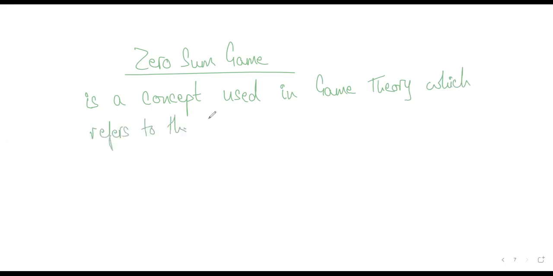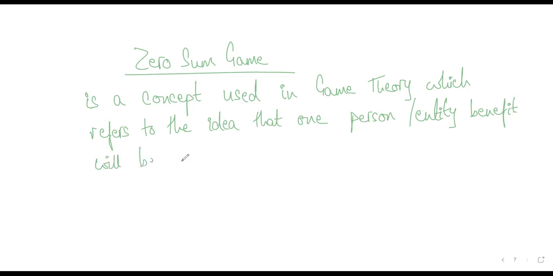that one person's, or one entity's, doesn't necessarily always have to be a person, benefit will be another person's loss. Are you getting me? Okay, now think about this.